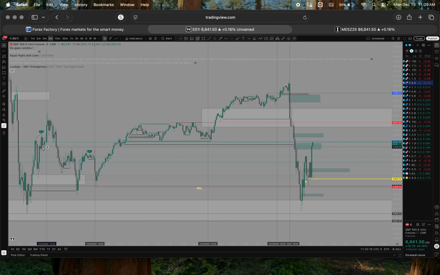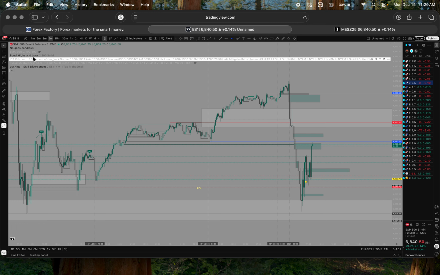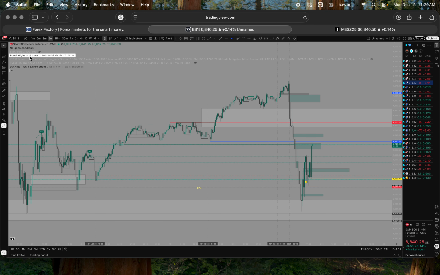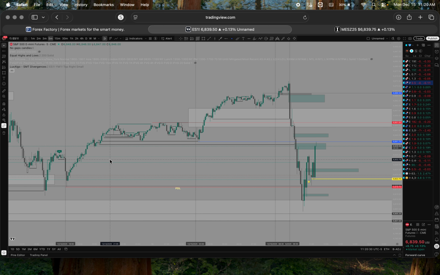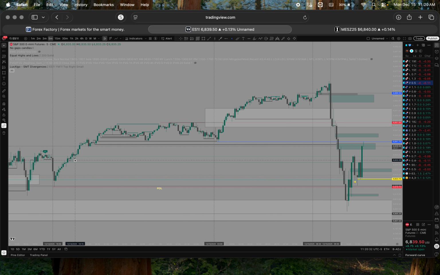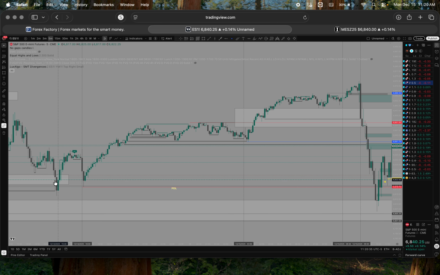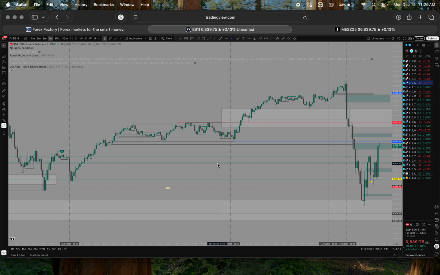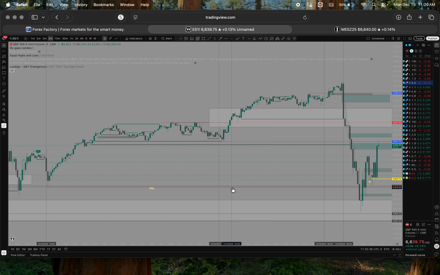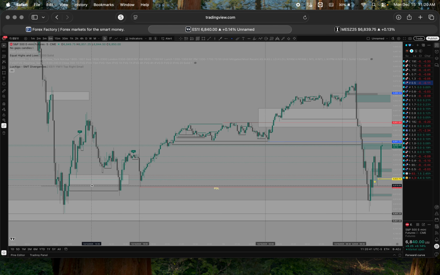I started drawing them, then I realized I could just get the indicator for it, so I did. It's called equal highs and lows. This helps to realize these are draws on liquidity. All of these, even though they're kind of tiny to see, are draws on liquidity. This red line is an Asian line. That's also a draw on liquidity. This was a draw on liquidity, but that got taken out by another draw. This was a draw on liquidity, but it took that out.